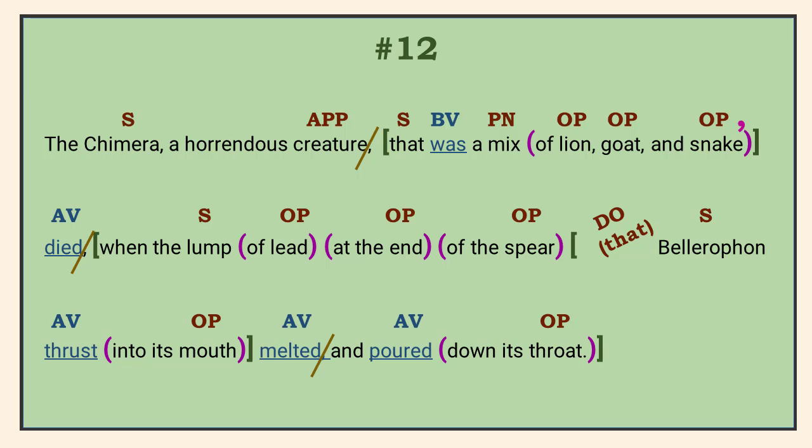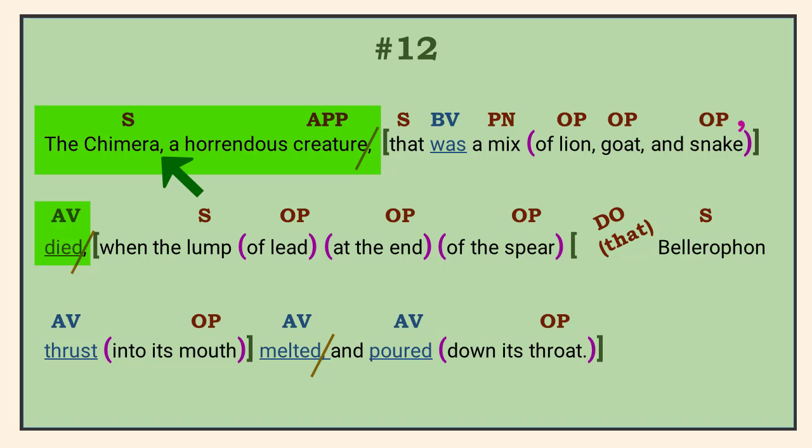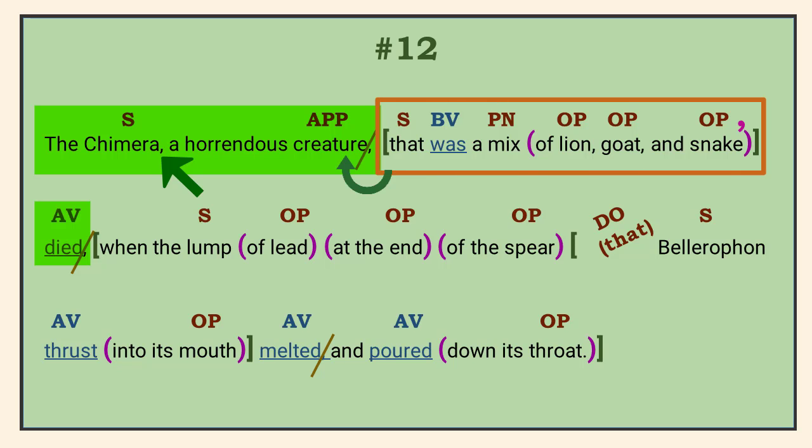Number 12. The independent clause in this sentence is simply, "the chimera died." The subject chimera has an appositive that provides interesting but unnecessary information, so it requires commas on both sides. However, as in sentence 10, the appositive itself has a relative clause modifying it, telling what kind of creature, so the comma goes at the end of the adjective clause, modifying the appositive, rather than in front of it.